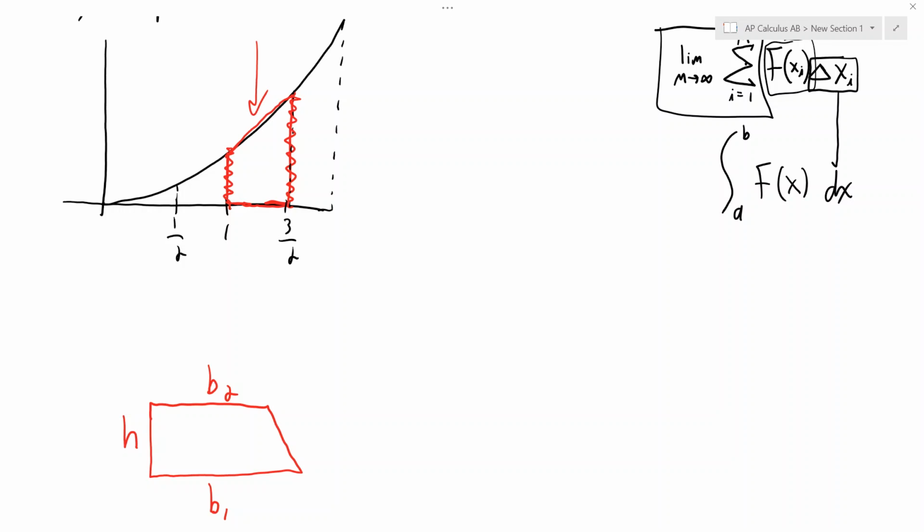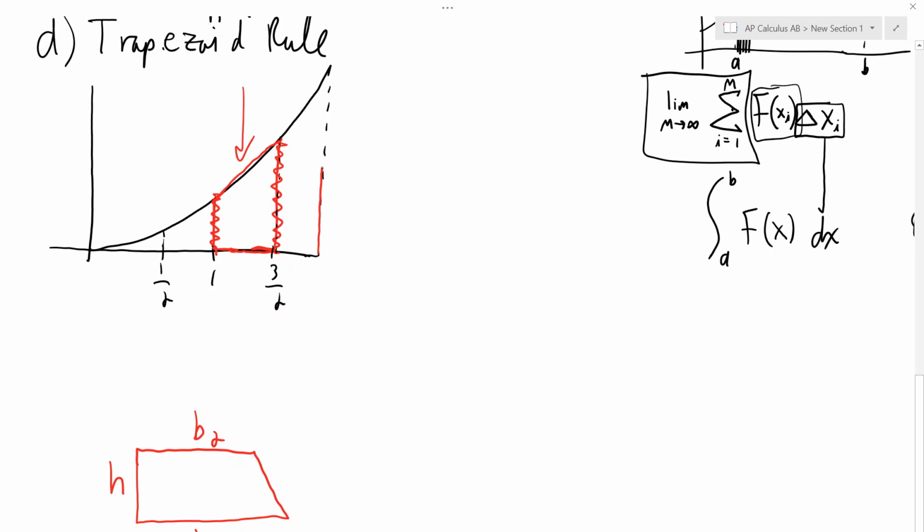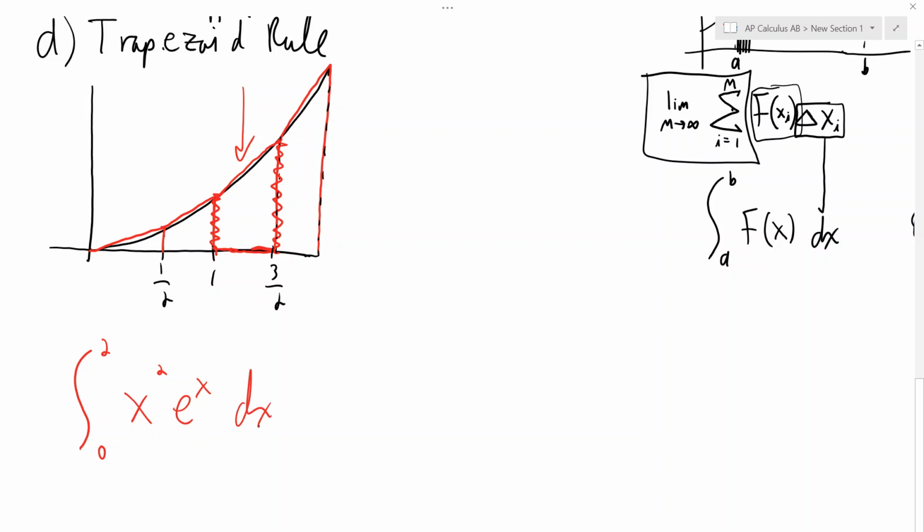If we draw all our trapezoids, we have this one here, and this one here. The very first one ends up being a triangle, simply because one of the bases is 0, but don't worry about that. We're just going to treat it like a trapezoid with a base of 0. So the area in all those red trapezoids is approximating the integral from 0 to 2 of x squared e to the x dx.